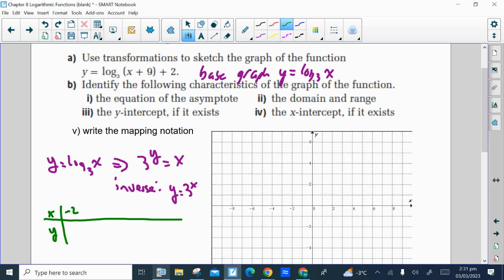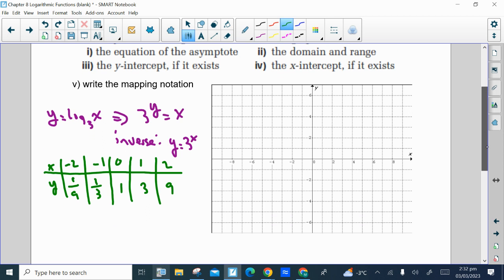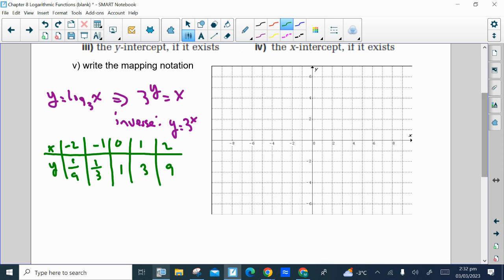For example, when x is negative 2, 3 to the negative 2 is 1 over 3 squared, or 1/9. When x is negative 1, 3 to the negative 1 is 1 over 3 to the 1, or 1/3. When x is 0, anything to the power 0 is 1. When x is 1, you'll get 3. When x is 2, you'll get 9. So these are points on the inverse of the logarithmic function.